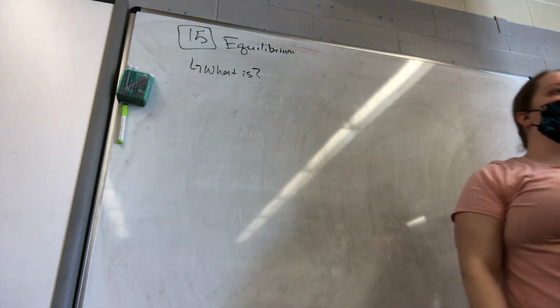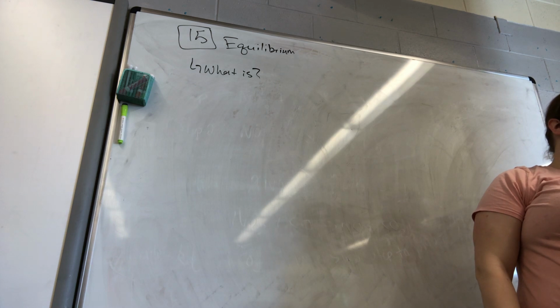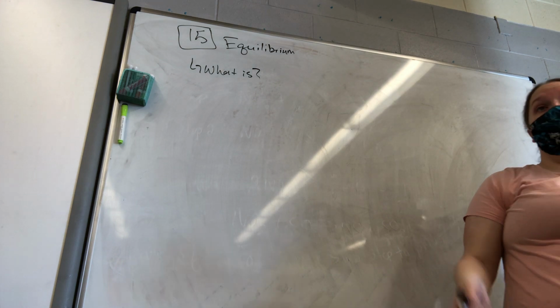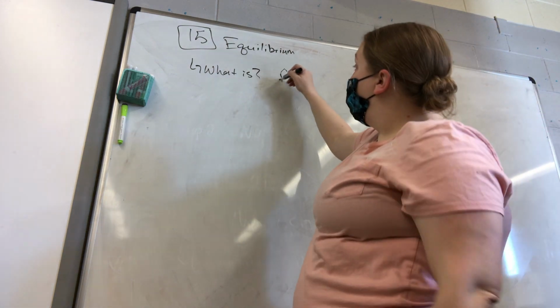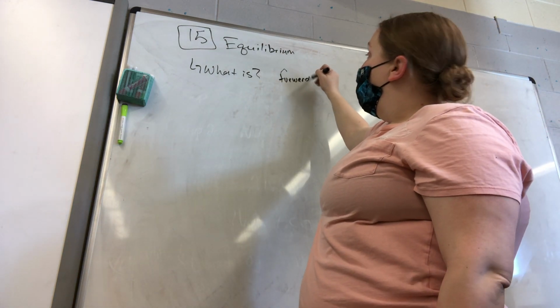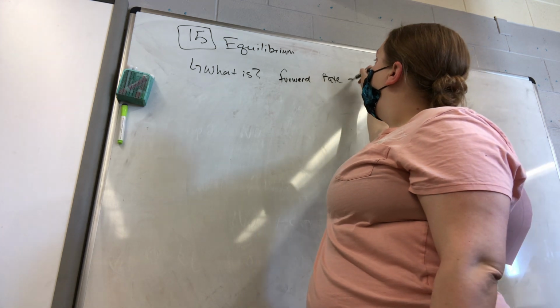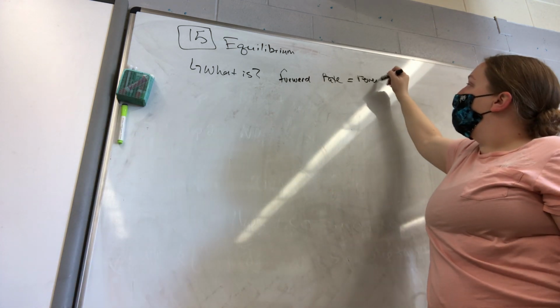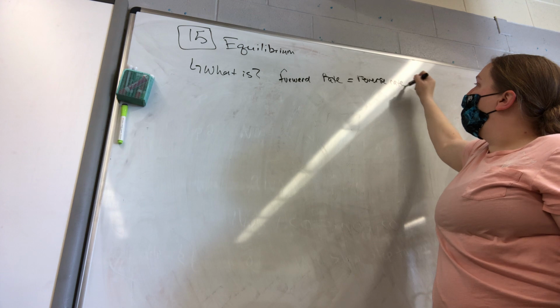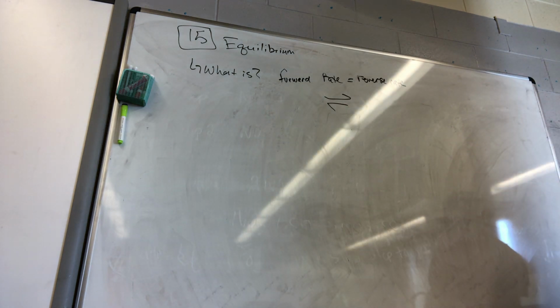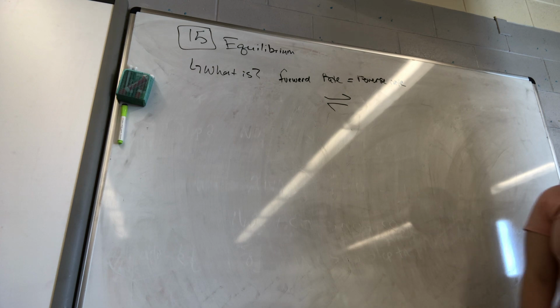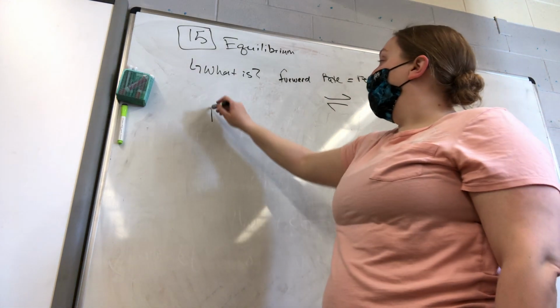What is equilibrium? Start there. When the forward rate of the reaction equals the reverse rate of the reaction. We introduced this arrow that indicated things are reversible. When the forward rate equals the reverse rate, we are at dynamic equilibrium.